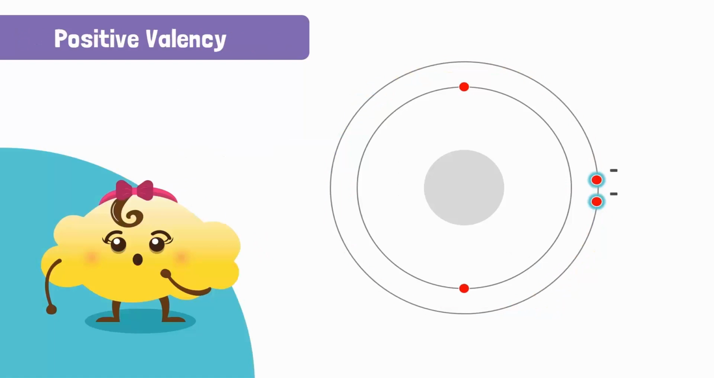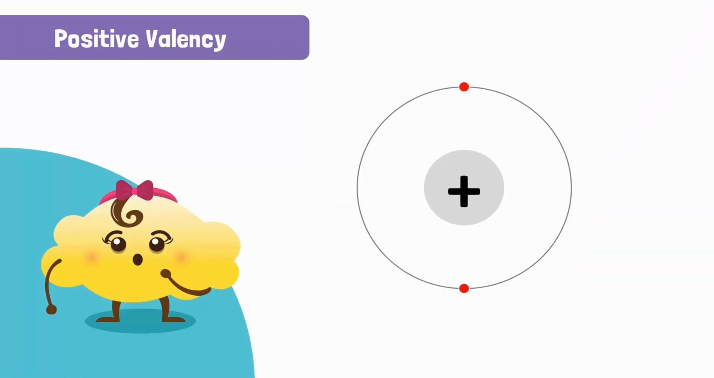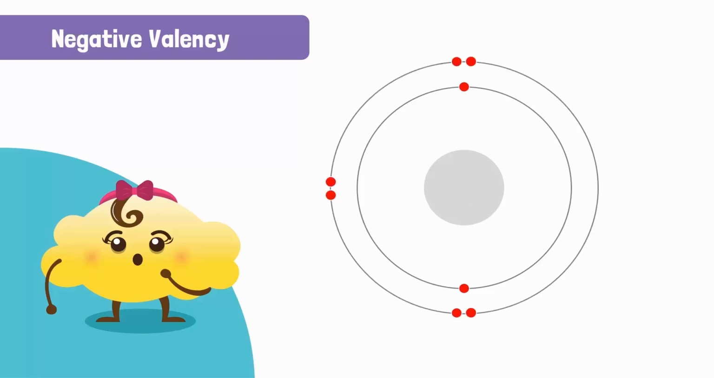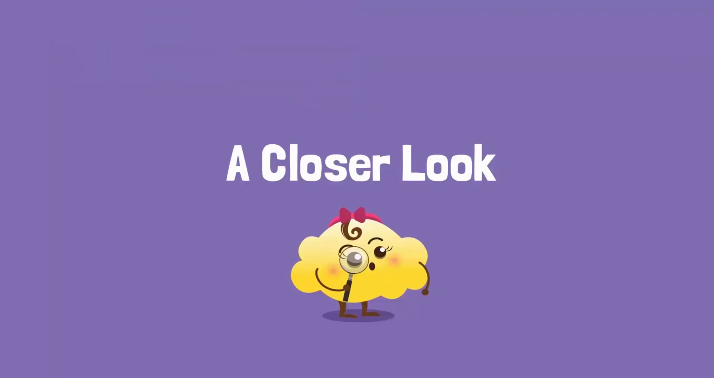When an atom loses electrons, its valency becomes positive. Recall that all atoms are originally neutral. However, when an atom loses its valence electrons, it has more protons than electrons, resulting in a net positive charge in the atom. But when the atom gains electrons, its valency becomes negative because it has gained negatively charged particles.